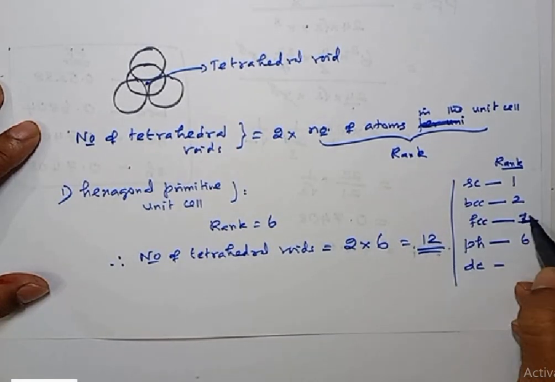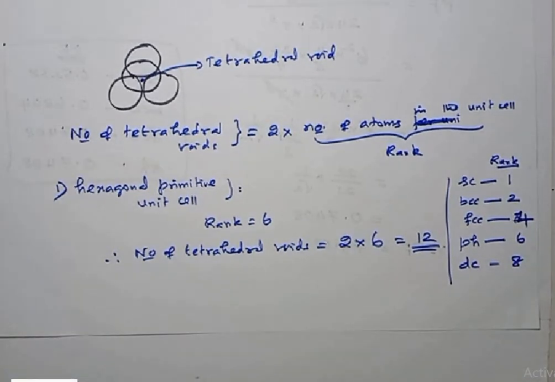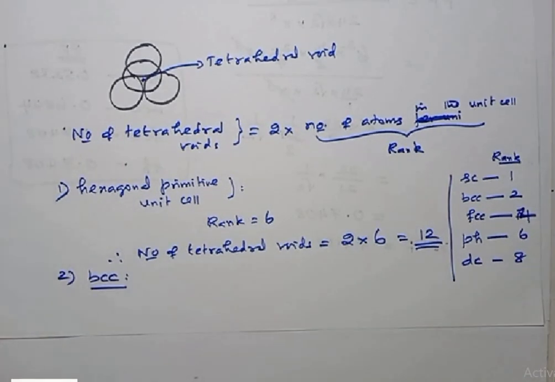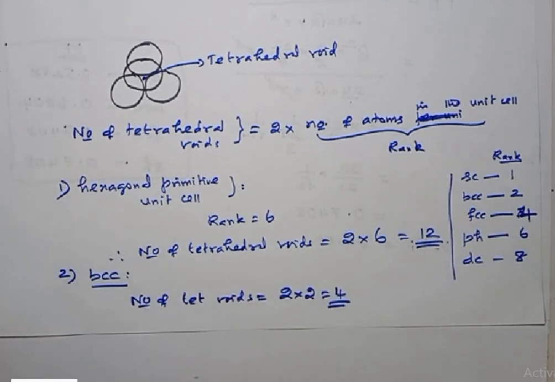And for diamond cubic, I'm very sorry, yes sir. For diamond cubic, it is 8. Calculate. This is a very important one. Sometimes we expect multiple choice questions from this particular concept.